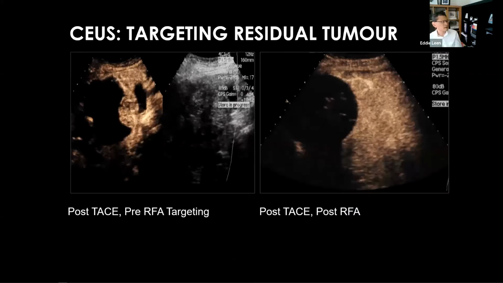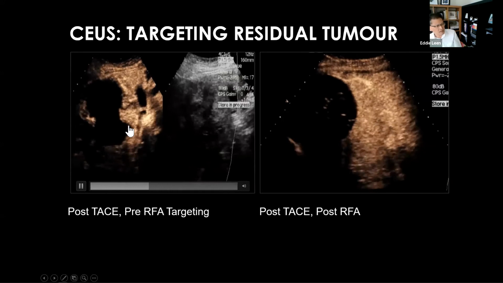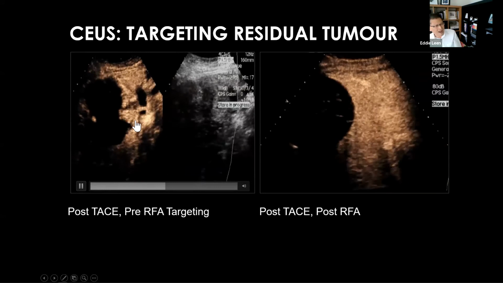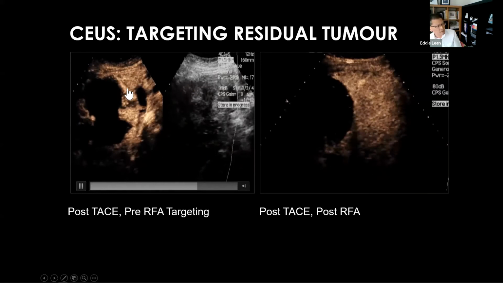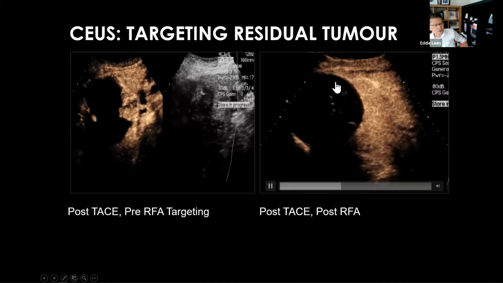Now for large lesions, especially with hepatocellular carcinoma that have undergone, for example, transarterial chemoembolization, we're always left with residual disease. And it is important to do the CEUS scan so that we can target the residual active component of the tumor. As you can see here, there's still enhancement of the hepatoma here and on the left-hand side as well. And this is post RFA on the previously treated TACE patient. Now you can see complete devascularization of that large hepatocellular carcinoma.